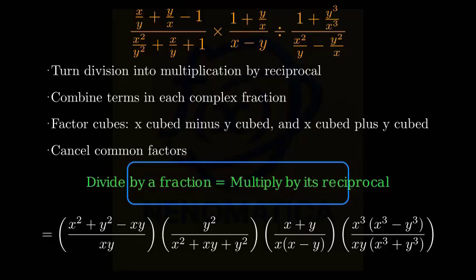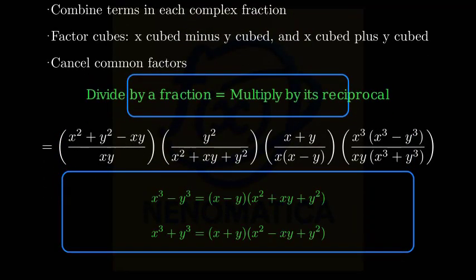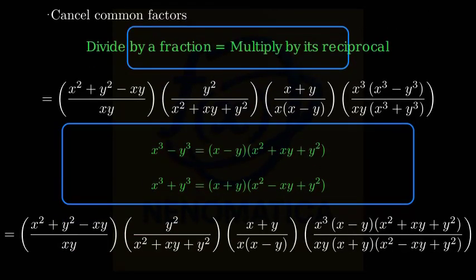The last complex fraction becomes, after reciprocating, x cubed times x cubed minus y cubed over x, y times x cubed plus y cubed. Next, we use factoring identities. x cubed minus y cubed equals x minus y times x squared plus xy plus y squared. x cubed plus y cubed equals x plus y times x squared minus xy plus y squared. Apply the identities to the difference and sum of cubes.